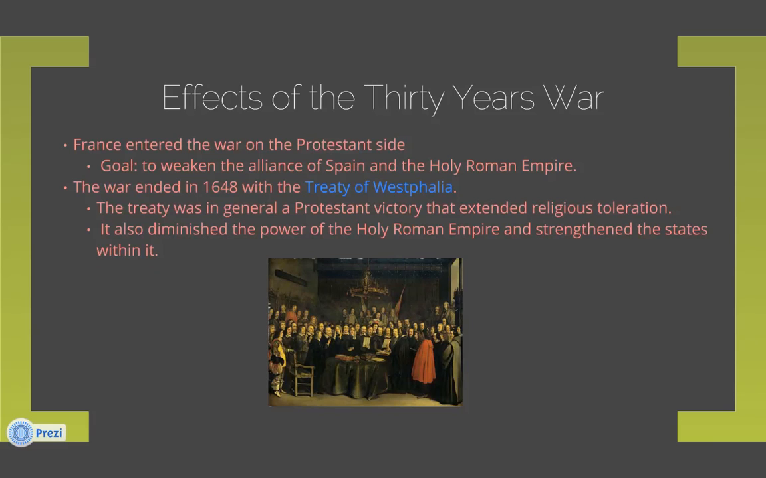Now, the war is technically going to be pretty much a Protestant victory, and the war is going to end in 1648 with the Treaty of Westphalia. This treaty is going to extend religious toleration. When we talk about religious toleration, it's a term that you should know, that people are more open, or they have to be tolerant. They have to be respectful of other religions. It also is going to ultimately diminish the power of the Holy Roman Empire, but it's going to strengthen the states within it. So they're going to become more independent.